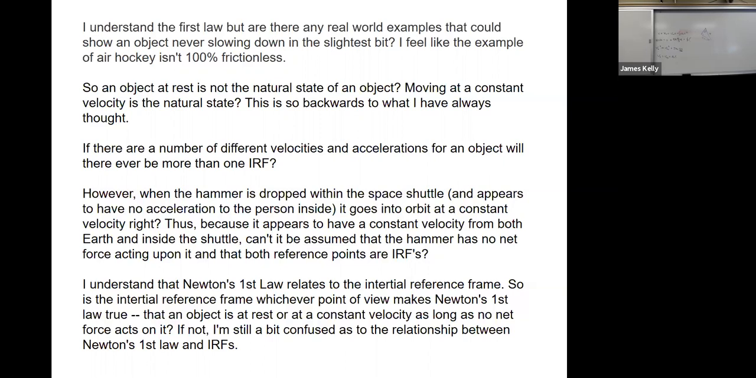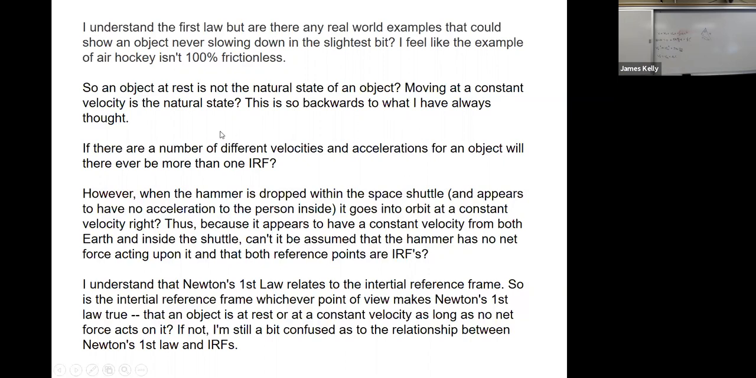I mean, I would say the first sentence is not true. An object at rest is just as much of a natural state as moving at constant velocity, because if you're at rest, you have a constant velocity. It just happens to be 0. But 0 is a good constant number, just like 1 or 2 is. It's not changing. Your velocity is 0, then it's 0, then it's 0. So, and it's easy to forget that. Constant velocity can just mean forever at rest.